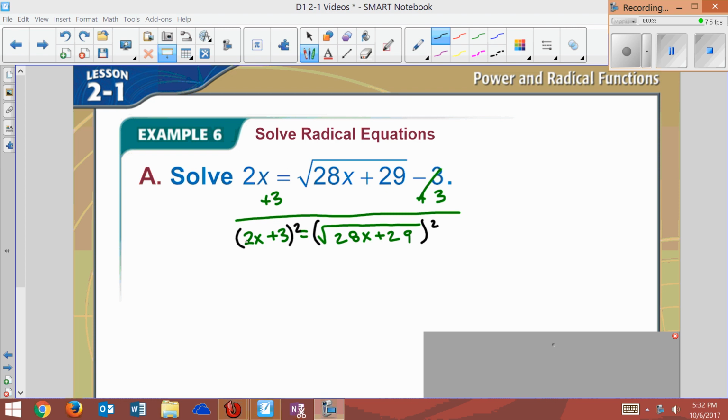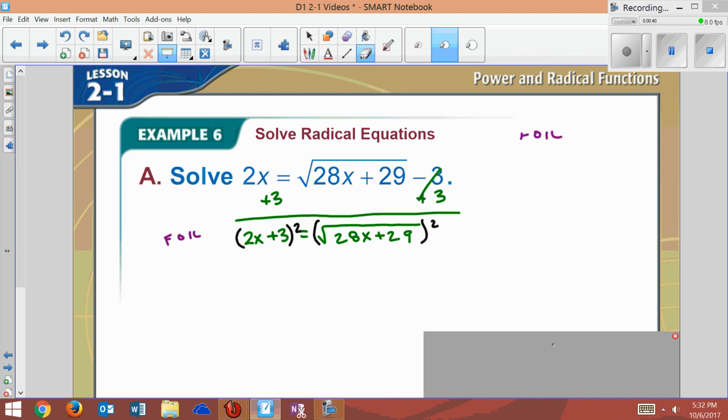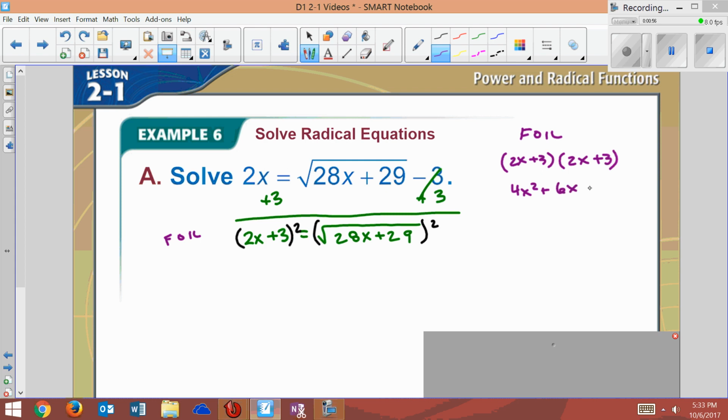Now, to work this out, I'm going to need to FOIL that. So I'll just write here FOIL, but I'll do the foiling over here. To FOIL that, it would look like first times first, and so I need to write these out so you can see them. We want to go first times first, which is 4x squared. Outside times outside, 2x times 3 is positive 6x. 3 times 2 is positive 6x, and then 3 times 3, which is 9.